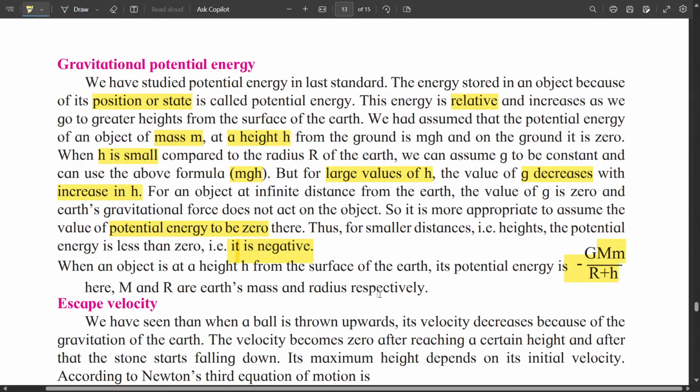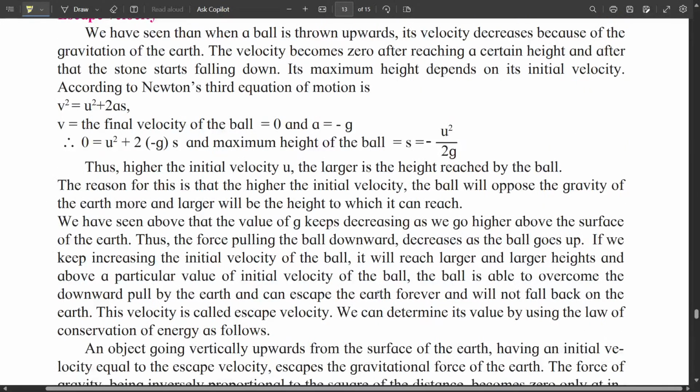Now this formula we take for granted without any proof. The proof of this formula is beyond the scope of the syllabus. Here capital M is the mass of earth, small m is the mass of the object, r is the radius of earth, and h is the height of the object from the surface of earth.